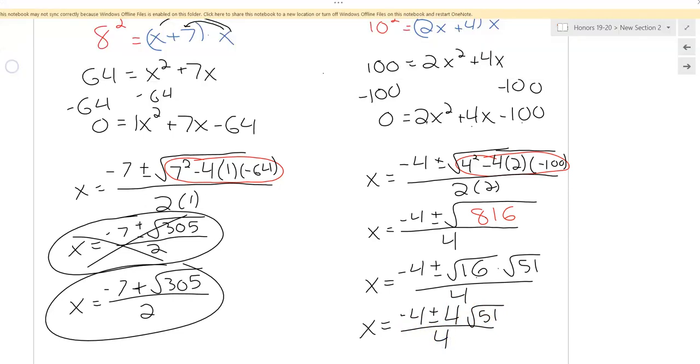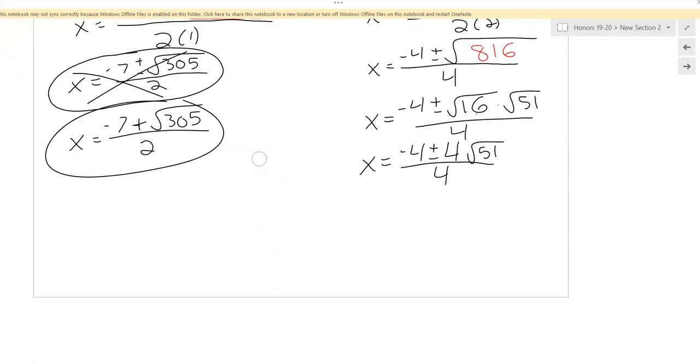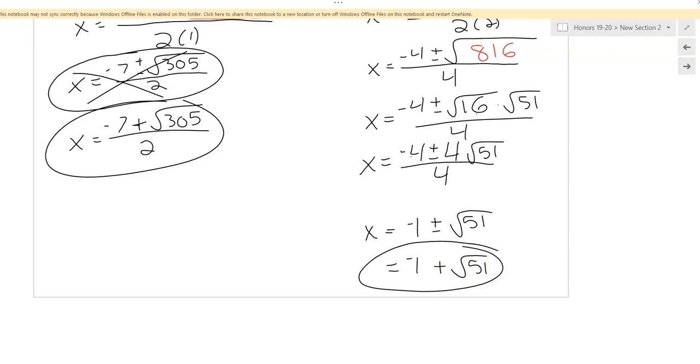Well, there seems to be a lot of 4s, right? So this is just a division problem, so we do have to divide. And again, we only want our positive answer. So this is x equals, well, negative 4 divided by 4 is just negative 1, plus or minus 4 divided by 4 is 1, so square root 51. So negative 1 plus the square root of 51 is our answer for x. Whew. Love it. Always some good fun with quadratic formula.